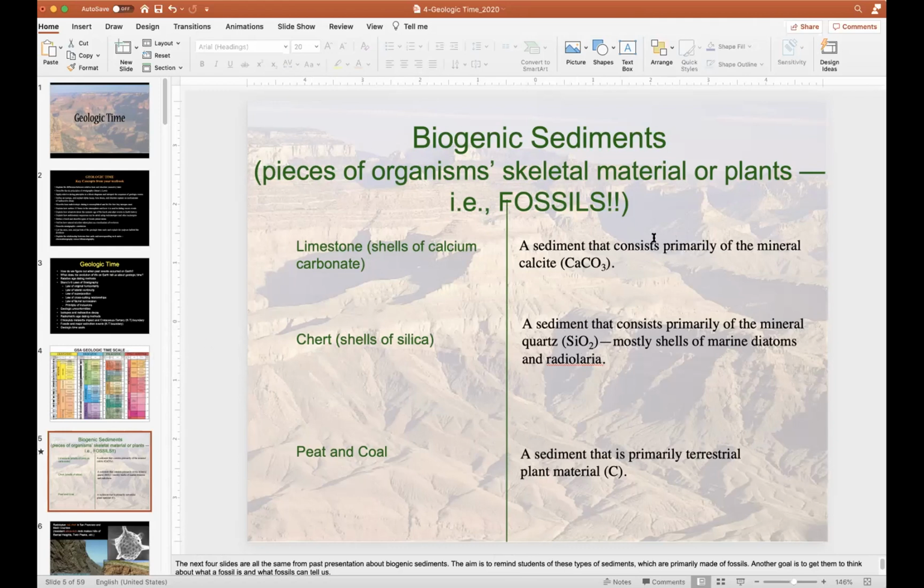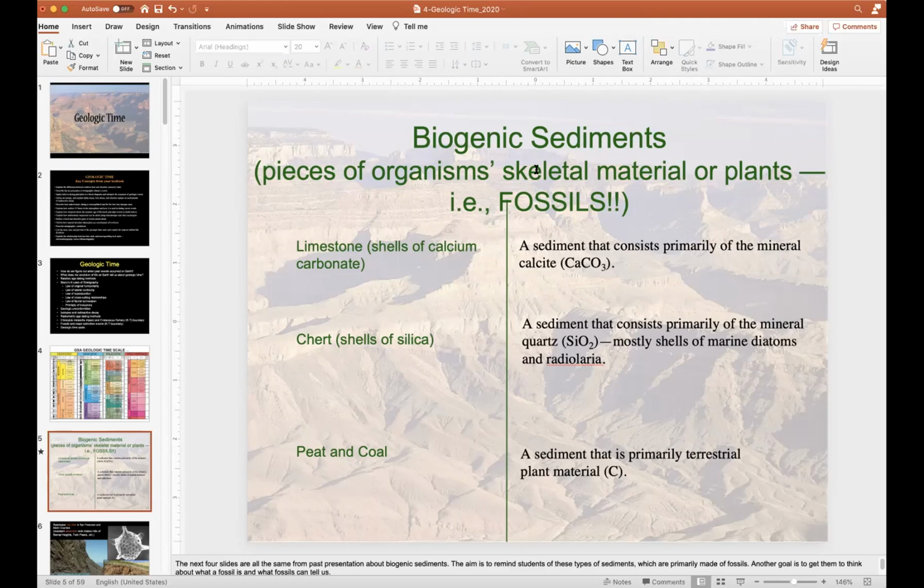Okay, biogenic sediments are sediments that contain pieces of skeletons, the shells of animals, or maybe plants. These are things that have been buried for a significant amount of time, so that the actual animal isn't there anymore. It's been replaced by minerals. It's been lithified. So those trilobites, really, it's kind of like a ghost of a trilobite that we're seeing. It's actually rock.